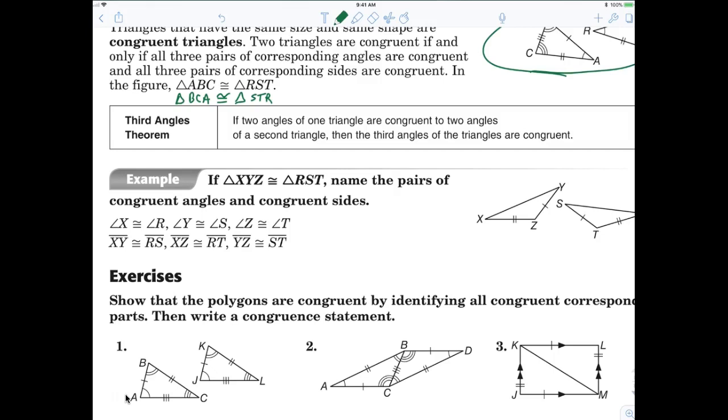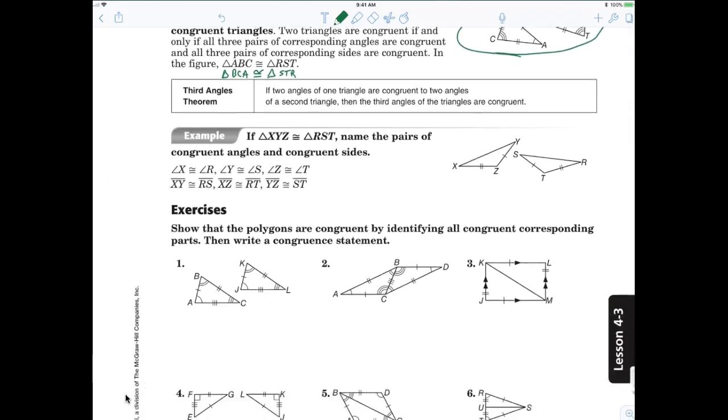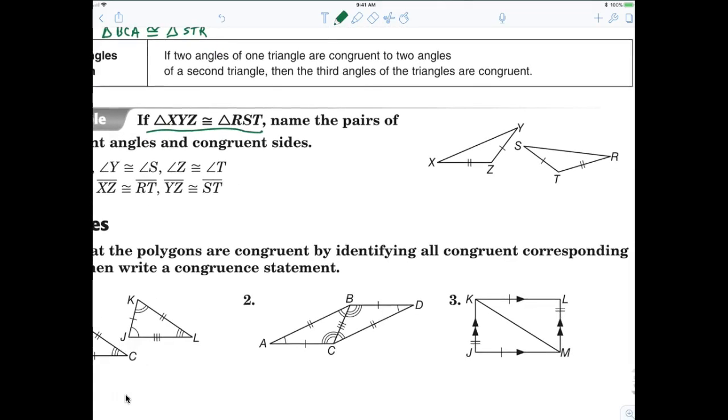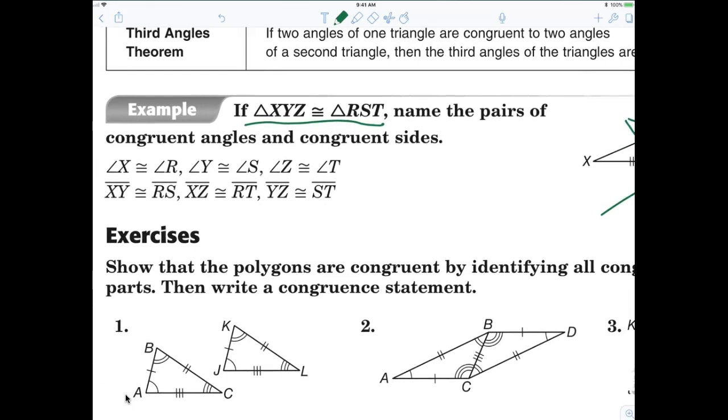So anytime you see two angles congruent, then the third angle must be congruent. And obviously we can prove that. It's a very simple proof. Now, the next thing is here. You guys already did this for me, so I'm not going to do the example. If I gave you that, I don't need this over here. Does everybody agree with that? Because you can go right off of the statement. That's called the congruent statement.